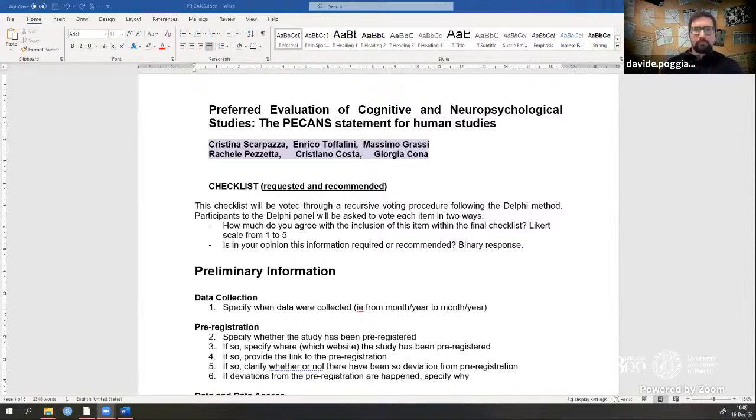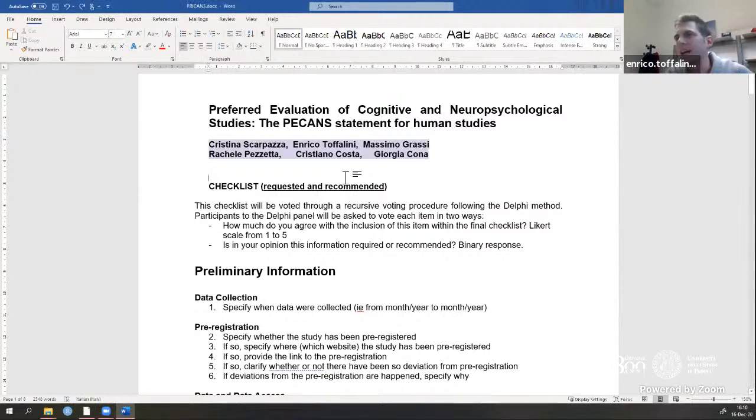It's a first draft for the PRECANS, which is a checklist and guidelines for how studies in cognitive psychology or neuropsychology should be reported or evaluated. What we prepared is a first draft of the checklist. Now there are like 120 items. They are too many, and some of them are still a little bit too general, so they have to be refined. But this is just the first draft that we will submit to the experts to try to reach a consensus through the Delphi method.